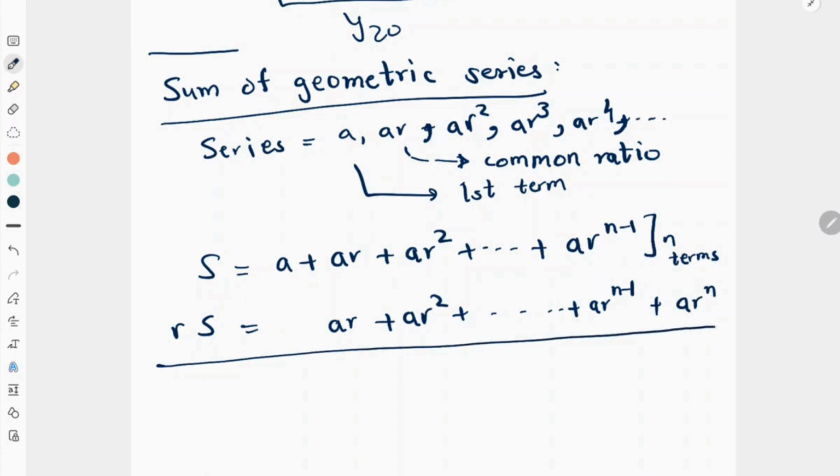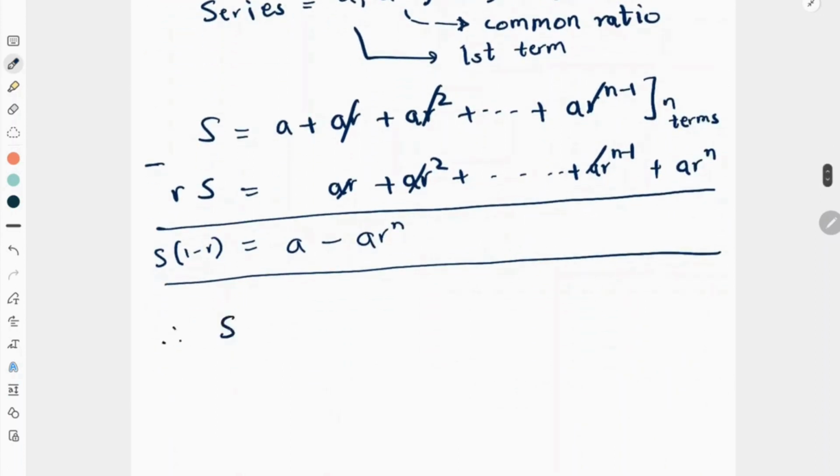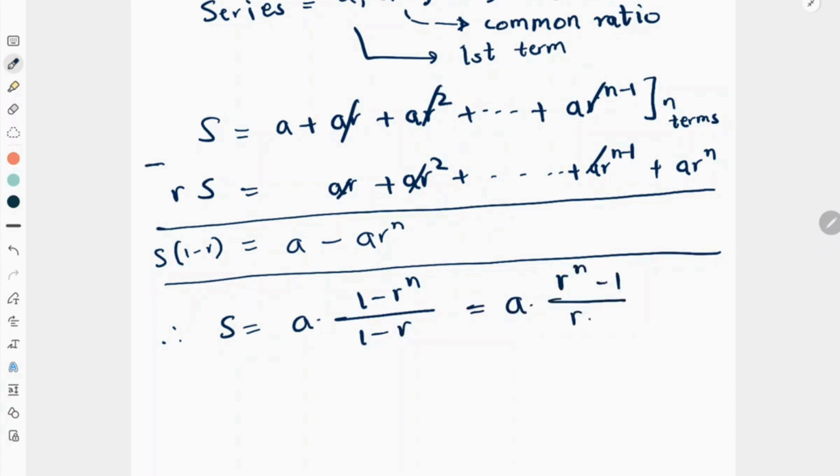So if we take the difference of these quantities, I'm going to subtract this. So this is going to be s times 1 minus r is equal to, all these cross terms will cancel, a minus ar to the power n. So what do we have here? S is equal to a times 1 minus r to the power n divided by 1 minus r, which is also equivalently a times r to the power n minus 1 divided by r minus 1.